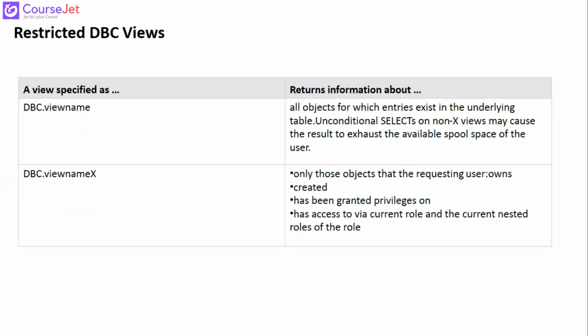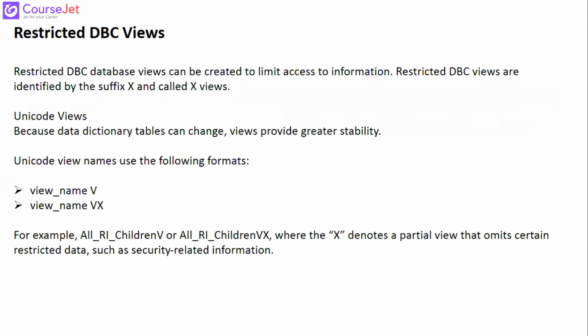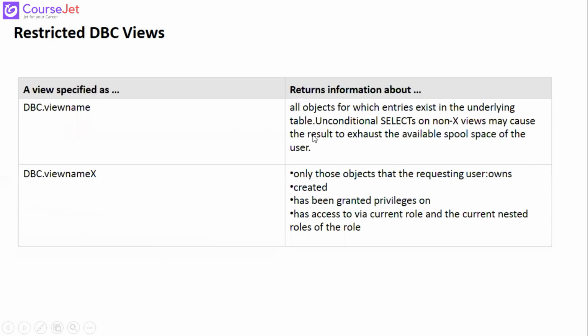Yes, it will have the restricted values. So there will be a difference between these normal V and VX. That's what I have written here. So if you run a DBC view name, all the objects for which the entries exist, whatever data, the entire data it has, it will fetch the data. So you may get no result in a spool, a spool space issue.